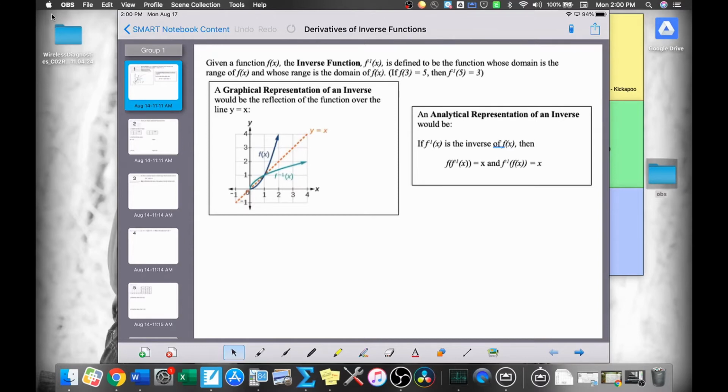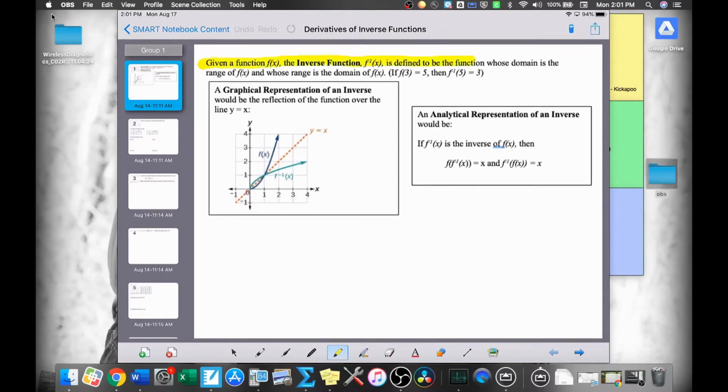Now, we have certainly talked about inverse functions many times before in different math courses, so you know what an inverse function is. If you have a given function f of x, then its inverse function, and again, inverse is denoted with that little -1 exponent, so f to the -1 power of x, but we don't say -1 power, we say f inverse. So the inverse function, f inverse of x, is defined to be the function whose domain is the range of f of x and whose range is the domain of f of x.